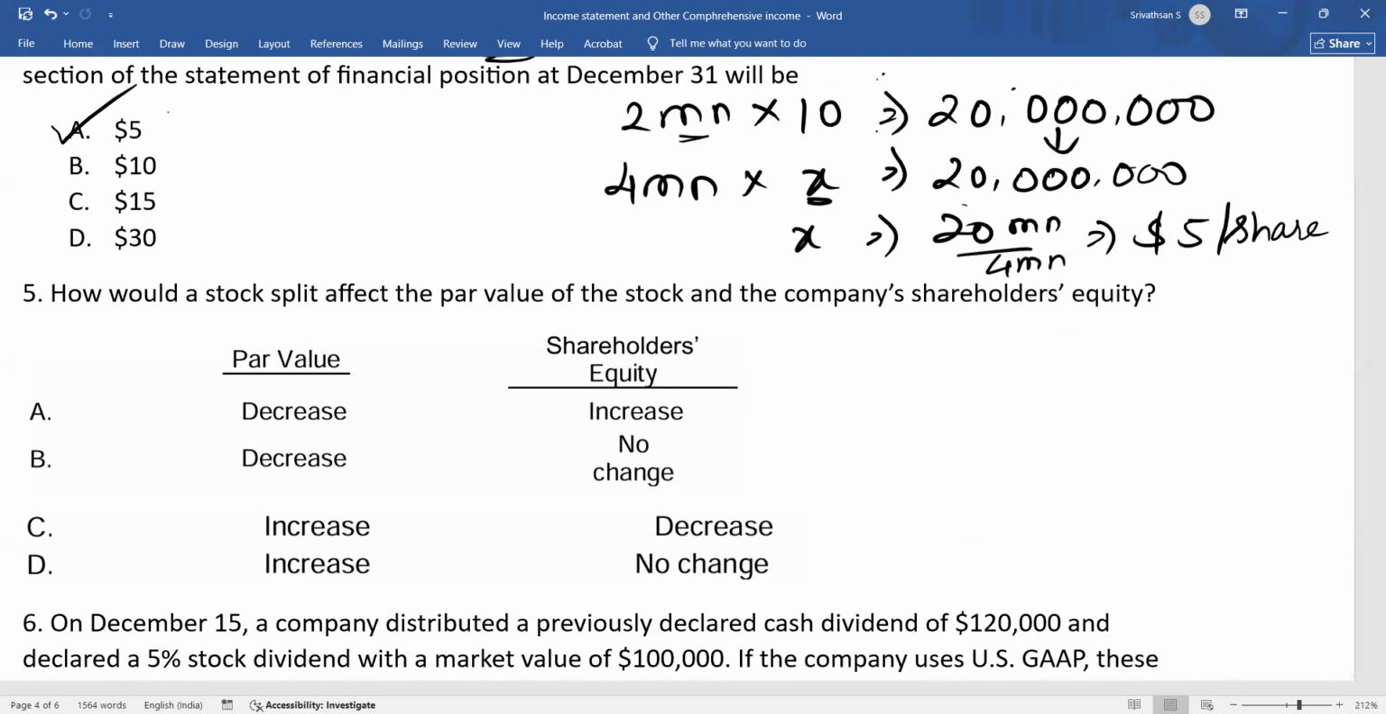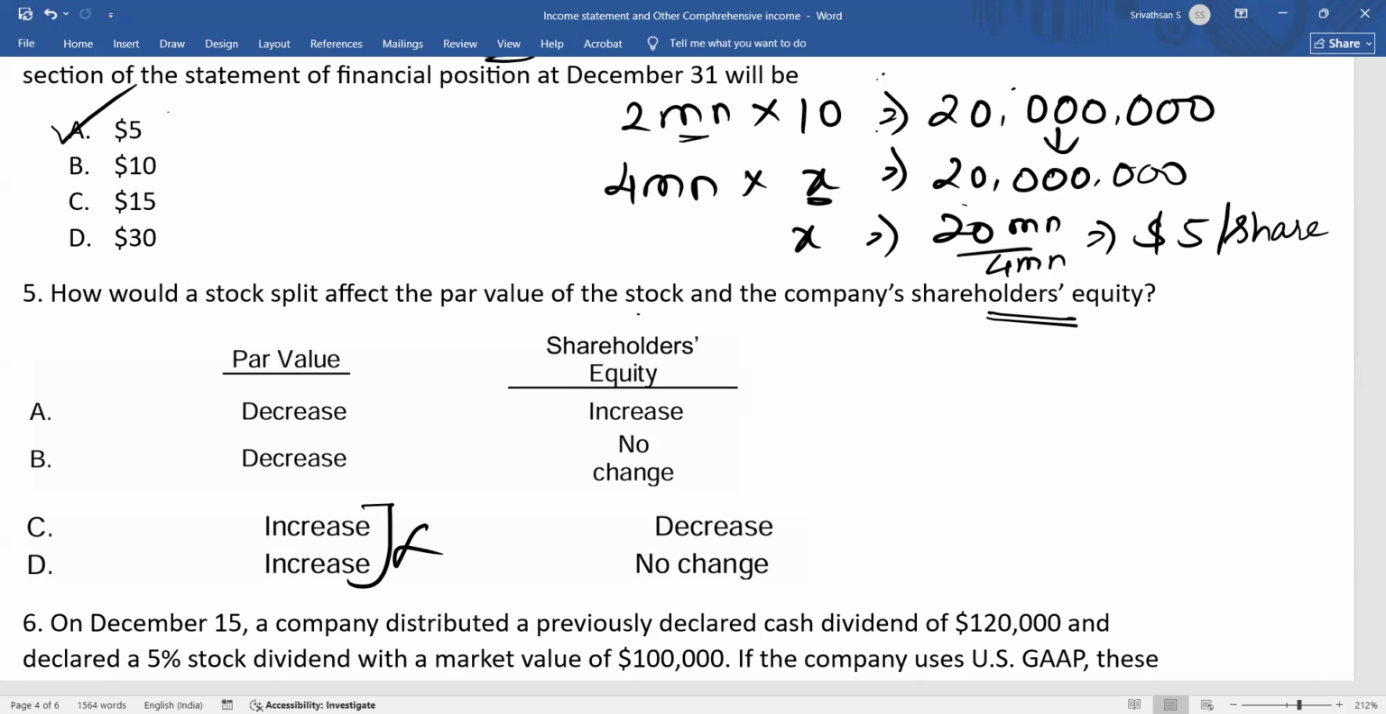Let's look at question number 5. How would a stock split affect the par value of the stock and the company's shareholders' equity? Just now we discussed, because of a stock split, the number of shares are going to increase, right? If the number of shares is increasing, then par value should decrease to maintain the same equity share capital. So a stock split will decrease the par value of the company. So option C and D cannot be right. Either A or B has to be the right answer.